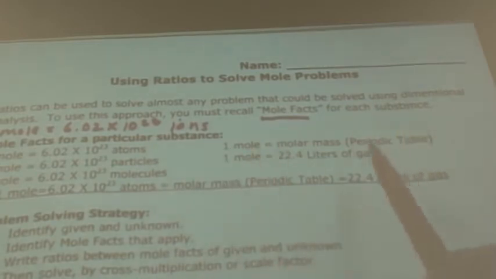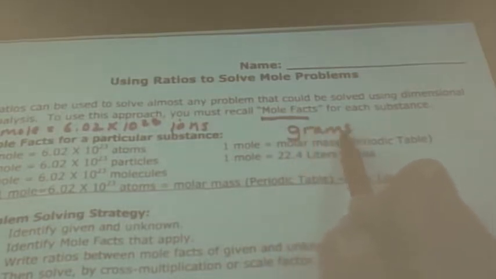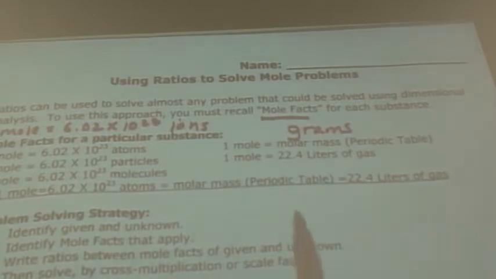Now, 1 mole is also equal to the molar mass, and I want you to write the word grams in here, from the periodic table. And 1 mole is equal to 22.4 liters of any gas at standard conditions. Standard temperature and pressure, STP. Okay, let's look at the periodic table really quickly.